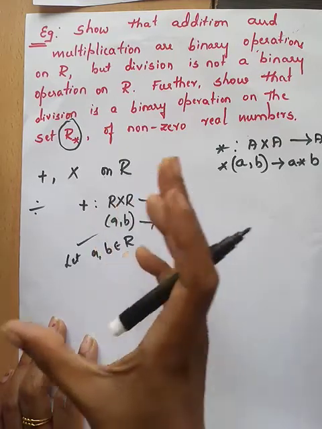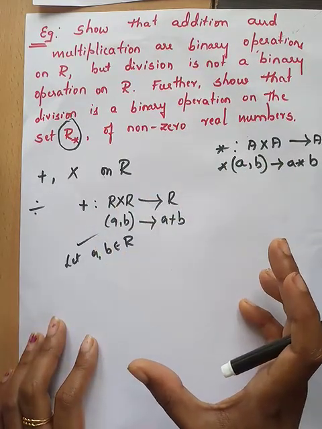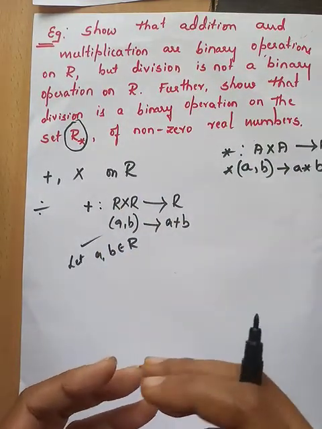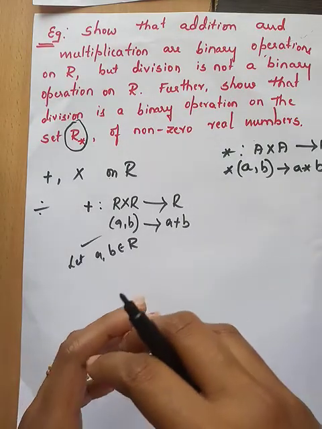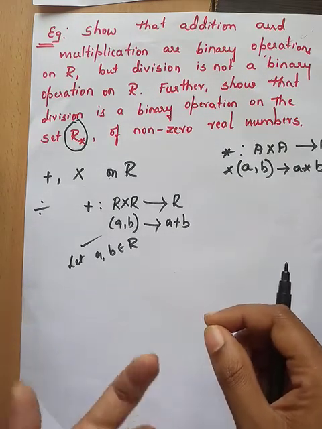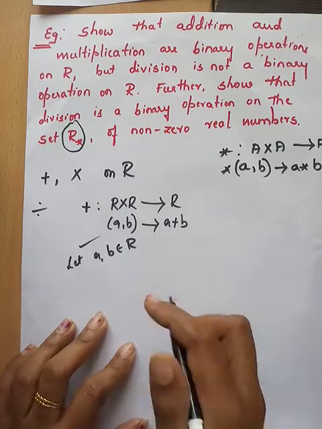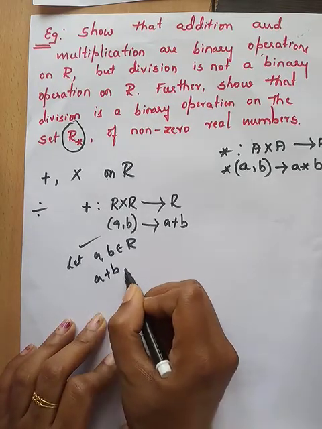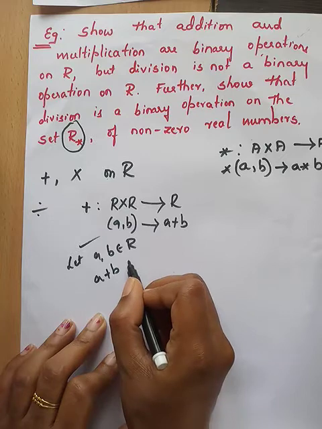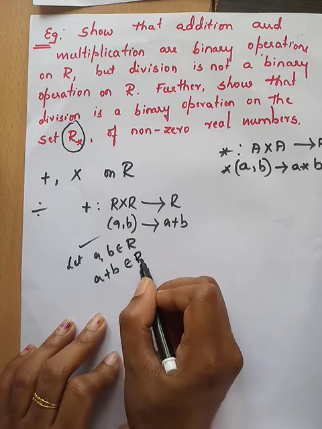The real number set is an infinite set. Out of that infinite set, if we randomly take two elements, let A and B be those elements. If I do A plus B, again A plus B will be a real number, correct? A plus B also belongs to R.